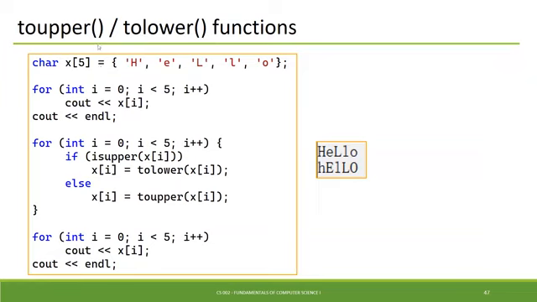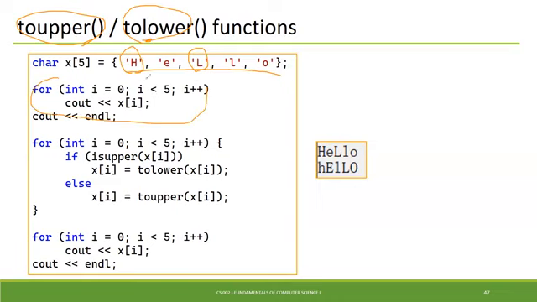Can you see that? The toLower and toUpper functions: toUpper will convert a lowercase letter to an uppercase letter, and toLower will convert a capital letter to a lowercase letter. So in the character array x, I have 5 letters, and some are uppercase letters. H and L are uppercase letters, and E, L, O are lowercase letters.